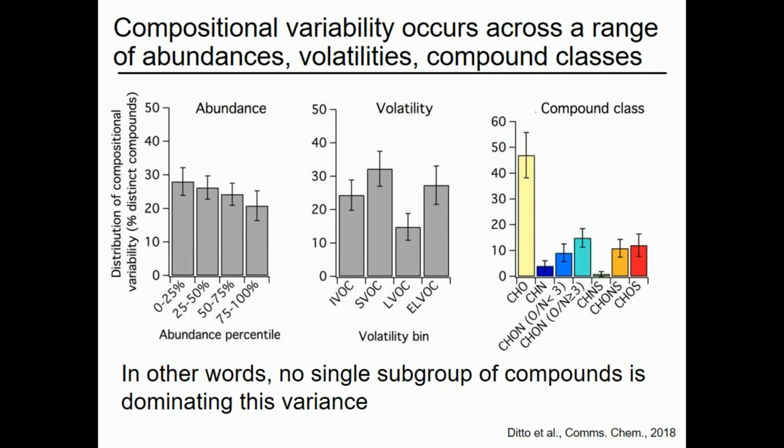We looked at differences in terms of volatility, and the only significant thing is that LVOCs seem to be a little bit less variable than the others. And then we looked at the function of different compound classes, and again see that no singular compound class is driving this effect. So there's not one thing that's sort of being turned on and off that's driving it. So no single subgroup of compounds is dominating this variance.